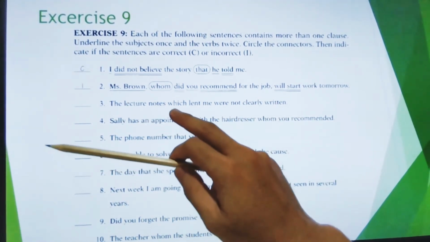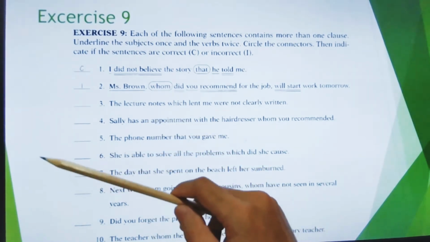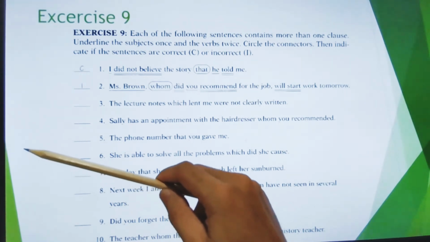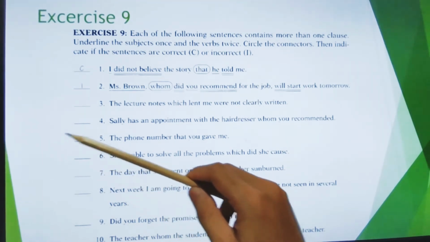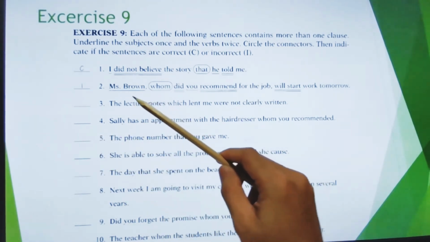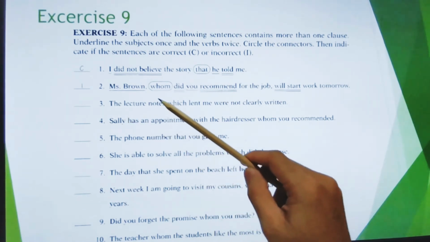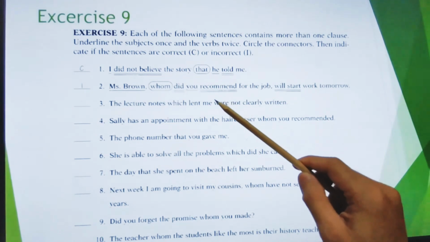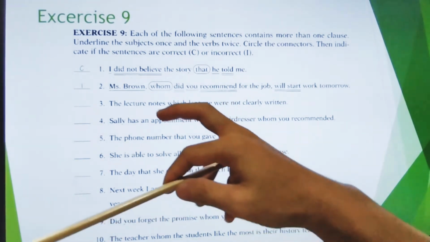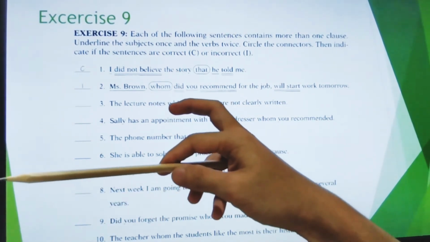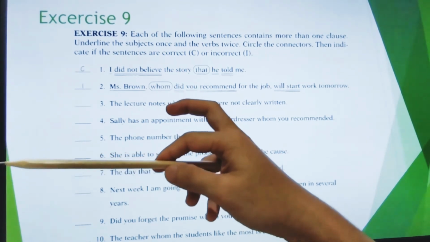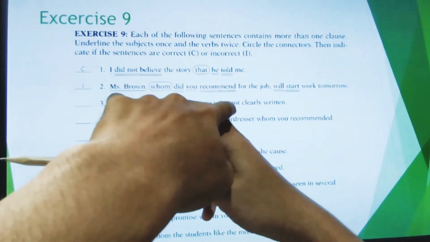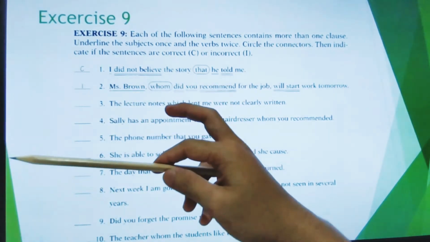The lecturer notes. Okay, and next, so we could say that this is the subject. Okay, so this is the main verb. Okay, so if we omit this, the lecturer notes were not clearly written.